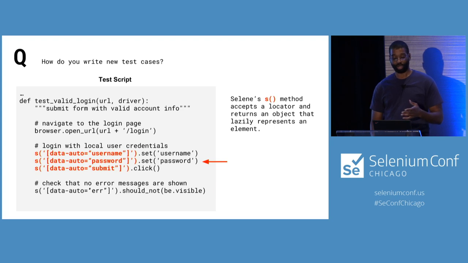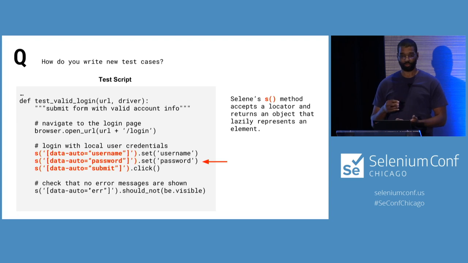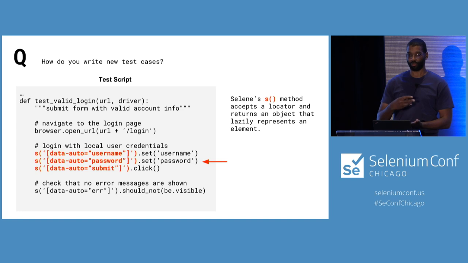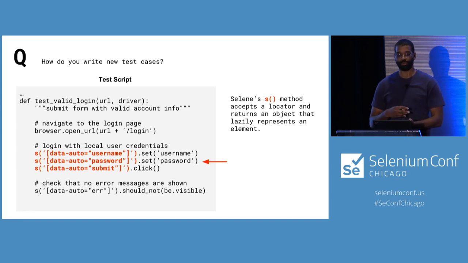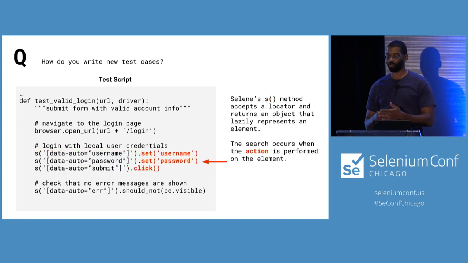With pytest, with the S function, when you call the S function, you're not actually performing a search for the element. The search is actually delayed. S returns what I refer to as the lazy representation of an element, meaning that you get an object with the locator stored inside, but the search for the element is not performed until you perform an action on the element, right?